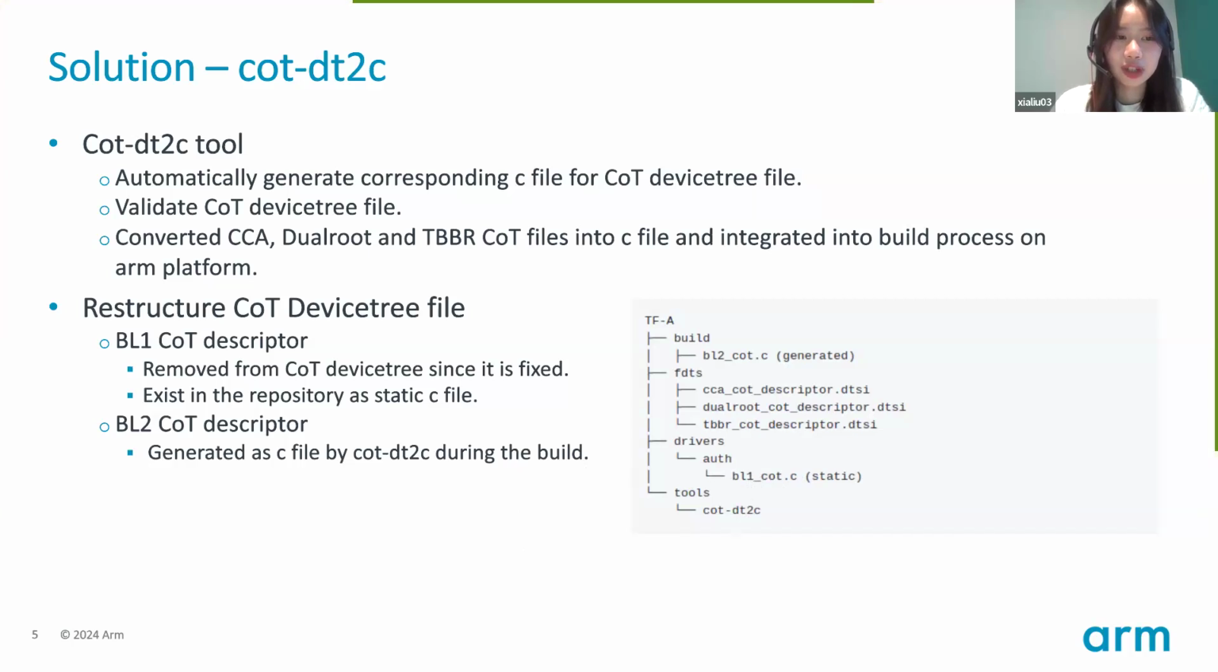But the images involved in BL2 vary depending on the platform. So we keep the BL2 chain of trust descriptor in the device tree file, and it is used to generate a static C file in the build folder. The build folder is a temporary folder during the build process, and it contains all the built images for the booting process.